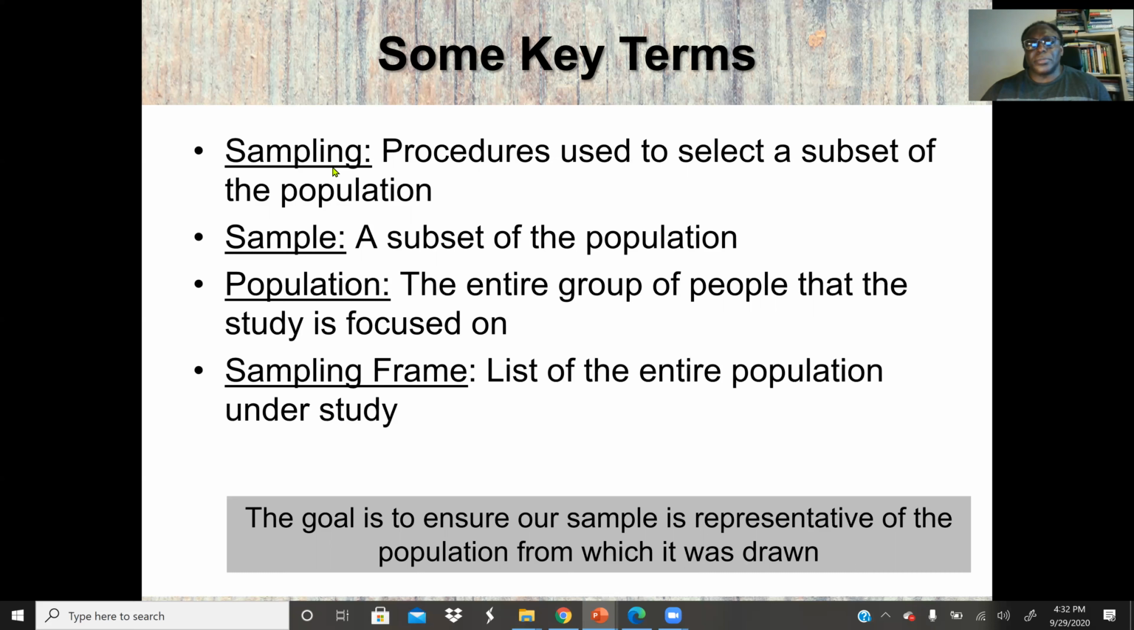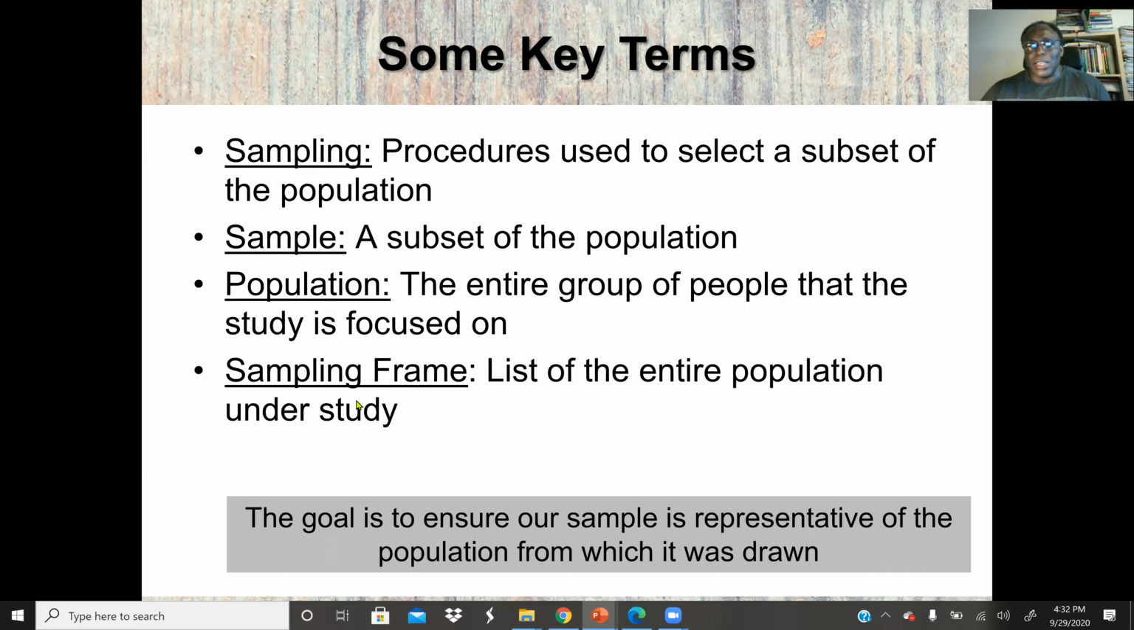So again, we went through the 4 key terms here. Sampling is the process of, again, collecting a subset of the population, then a sample will be the subset of the population. Population is the whole group or the entire group of people that we want to study or focus our study on. Then the sampling frame will be the list of all the entire population under study.